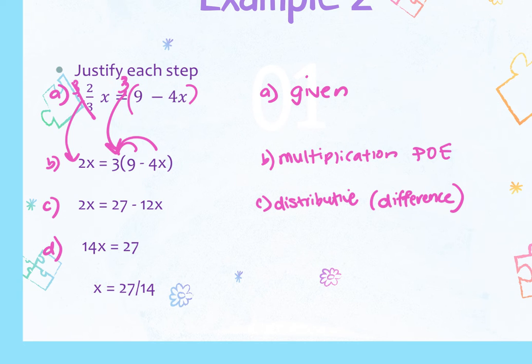Okay, then we went to step D. How'd you get from C to D? Well, obviously division. Nope. You added both, right? We added 12x to both sides, which is the addition property of equality. And to get from D to E, you did what? Division. Good. Divided by 14. You didn't even answer the question.